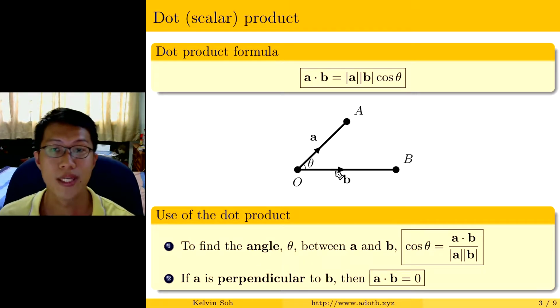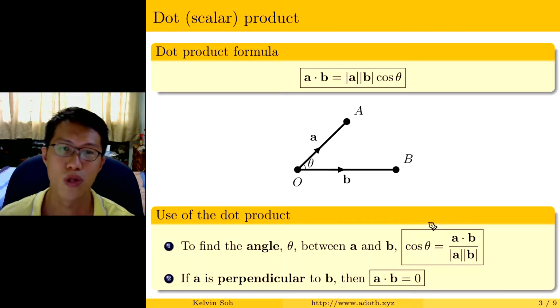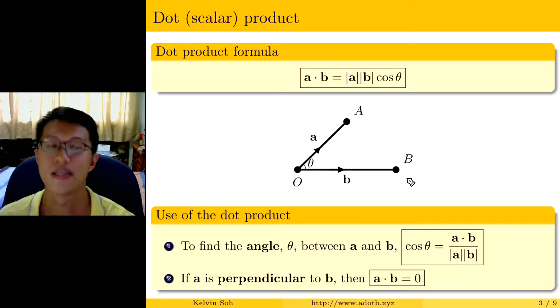So to check whether two things are perpendicular to each other, we do the dot product. If the answer is 0, it means that the two of them are perpendicular to each other. If the answer is not 0, it means they are not perpendicular. So very useful. We no longer have to use our old formulas to find out whether things are perpendicular or not. The dot product can take care of it for us.